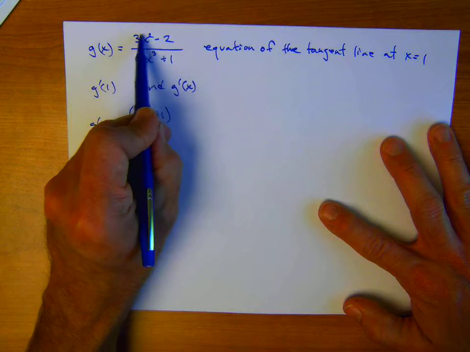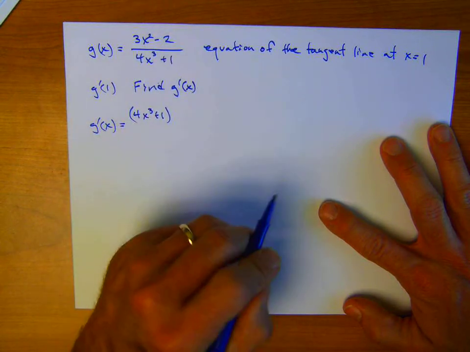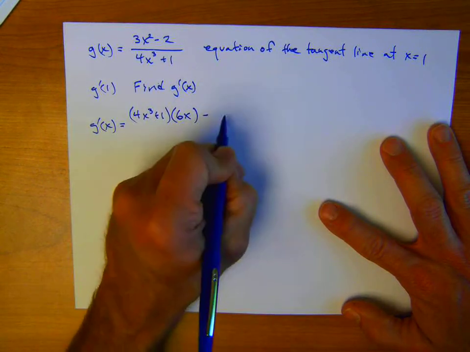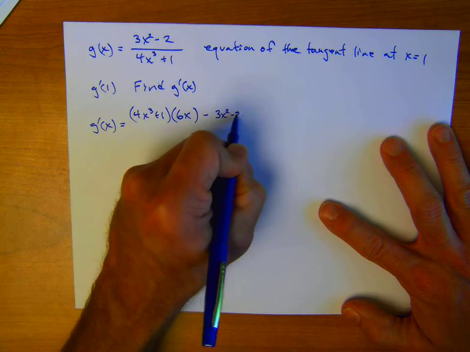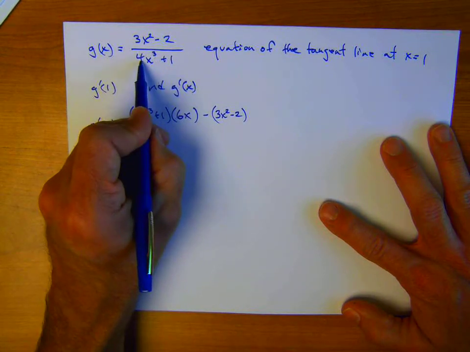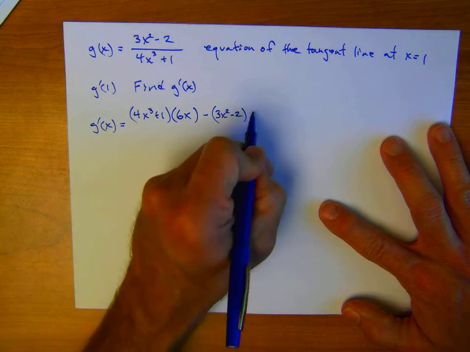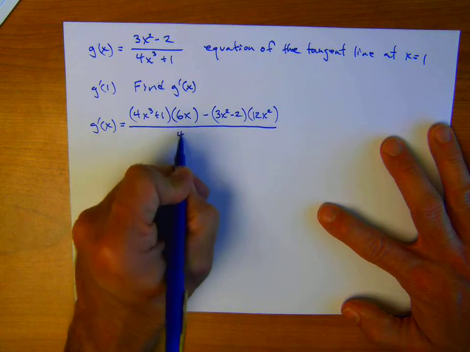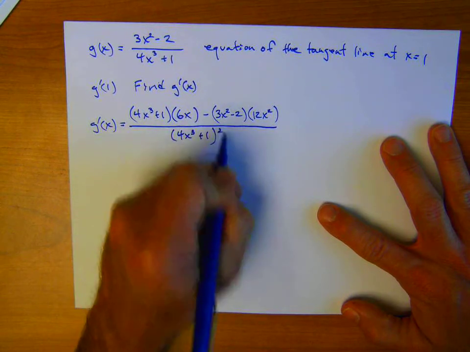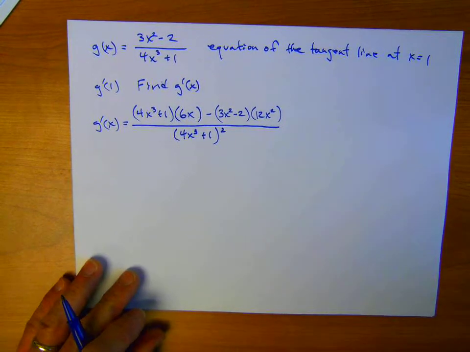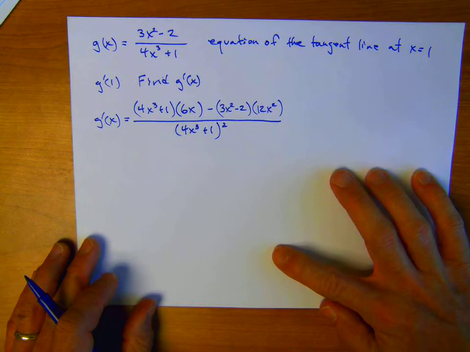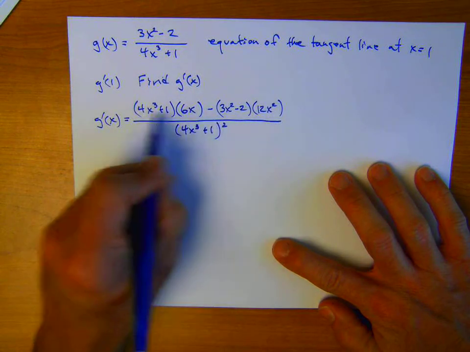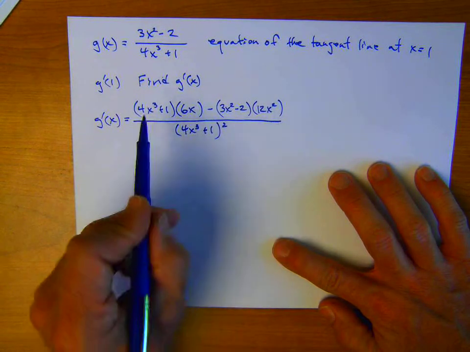So this is going to be 6x, and then the derivative of negative 2 is 0, so that's just going to be 6x minus the numerator, 3x squared minus 2 times the derivative of the denominator, which is going to be 12x squared, and the derivative of that is 0, so that just leaves me with 12x squared over the denominator squared. Now I could simplify, but again, I'm not sure how helpful that would be to simplify this algebraically, because ultimately I'm going to substitute 1 for x, and I think it'll be easier to simplify this after we substitute 1.